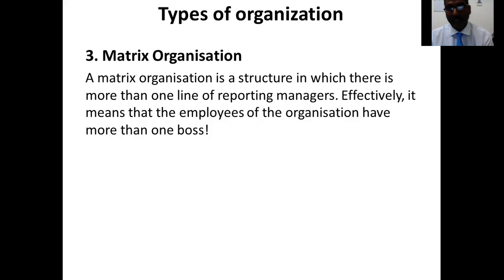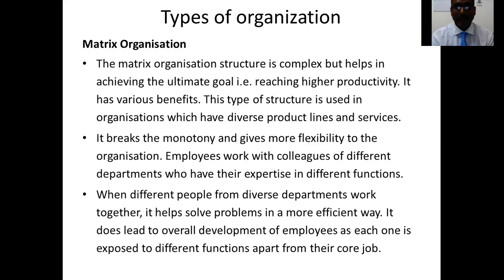Then we see the third type, that is a matrix organization. A matrix organization is a structure in which there is more than one line of reporting managers. As I said earlier, in the functional structure, for every functional department there will be only one manager, but a matrix will have more than one. Effectively, it means that the employees of the organization have more than one boss. So the matrix organization structure is complex but helps in achieving the ultimate goal, reaching higher productivity.